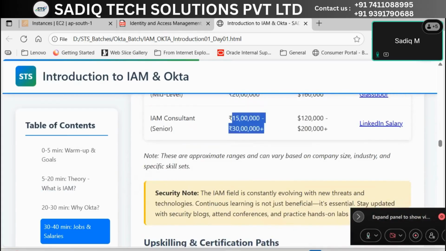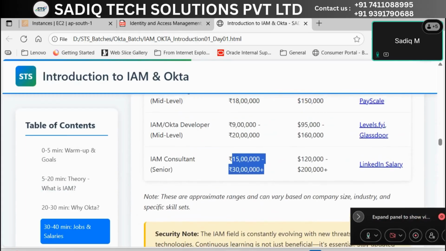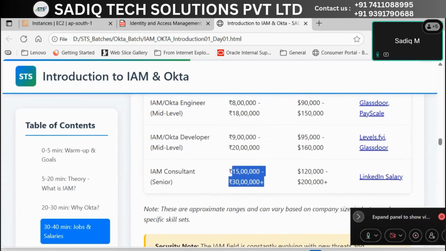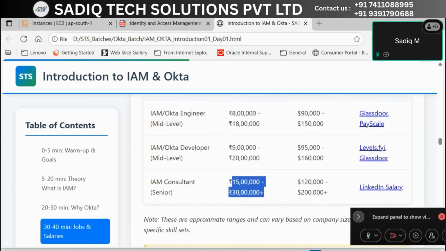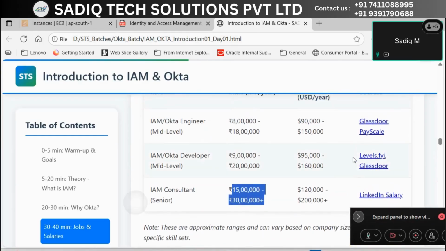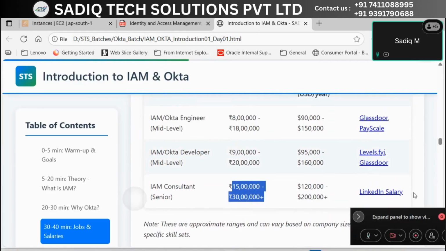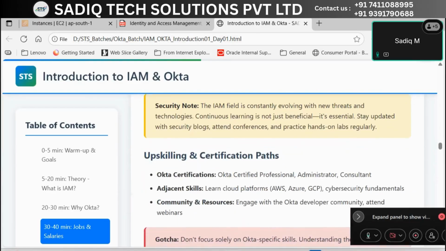This is the salary structure. Don't just believe my words. If you want, you can Google it and do your own research. Glassdoor and LinkedIn salaries, all this information is collected.